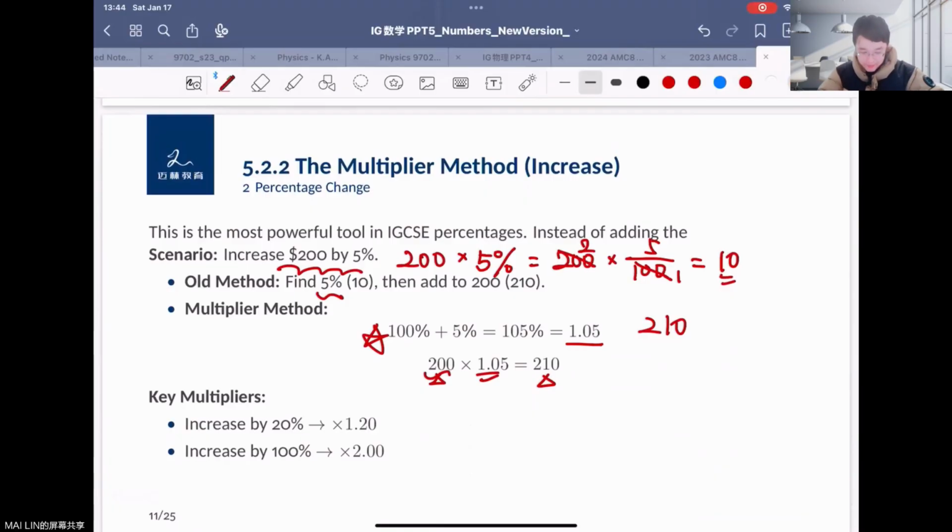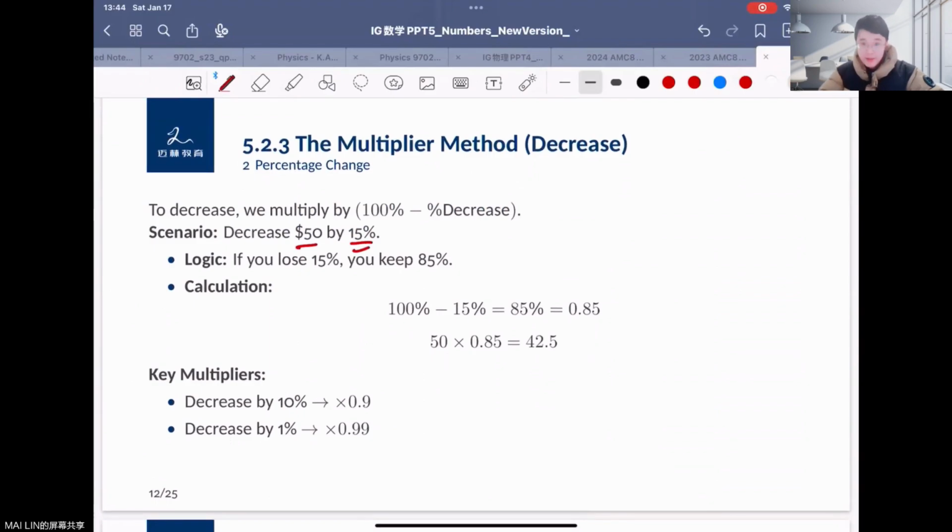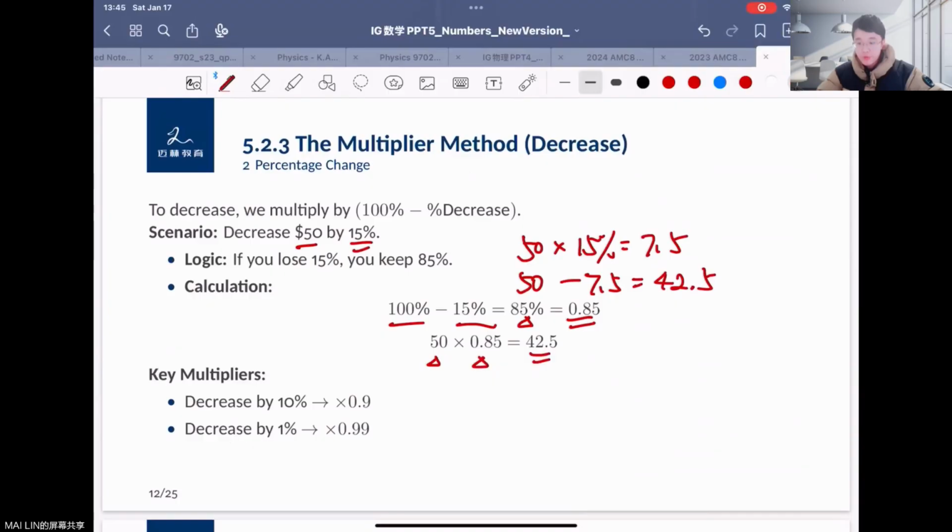Here is another problem: decrease $50 by 15%. You can write down $50 times 15%, which is $7.5, right? And then you use $50 minus $7.5, which equals $42.5. Okay. You can also use this way: first write it as a percentage. It's 100% minus 15%, and the answer is 85%. So the value is multiplied by 0.85. Then you use 50 times 0.85, which equals 42.5. Okay.